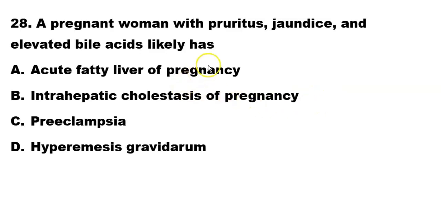A pregnant woman with pruritus and jaundice and elevated bile acid likely has A. acute fatty liver of pregnancy, B. intrahepatic cholestasis of pregnancy, C. preeclampsia, D. hyperemesis gravidarum.